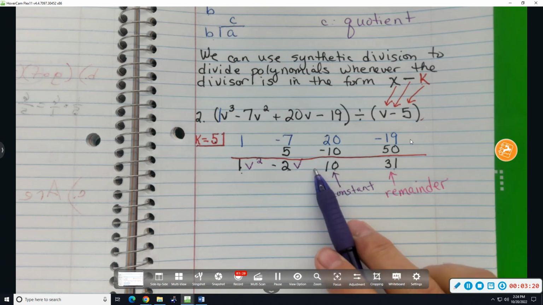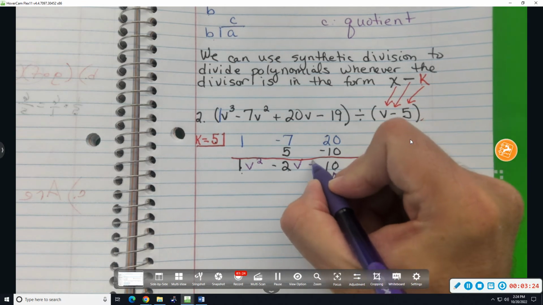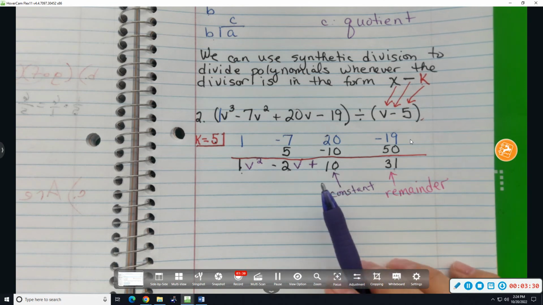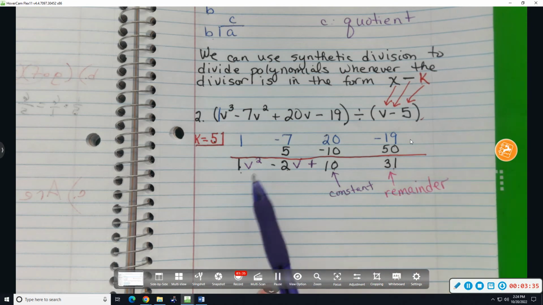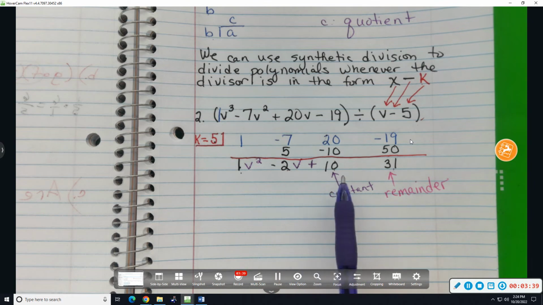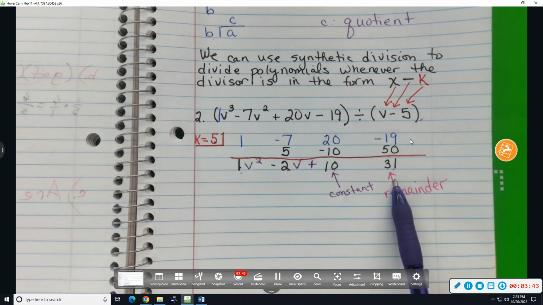I'm going to put a plus sign right here, because that's a positive 10. So v cubed minus 7v squared plus 20v minus 19 divided by v minus 5 is v squared minus 2v plus 10 with a remainder of 31.